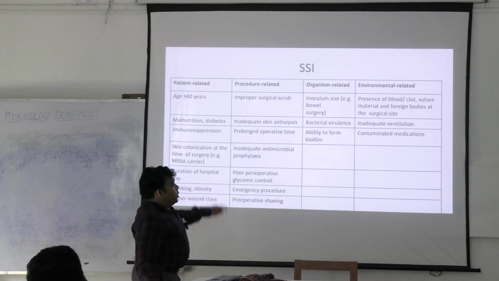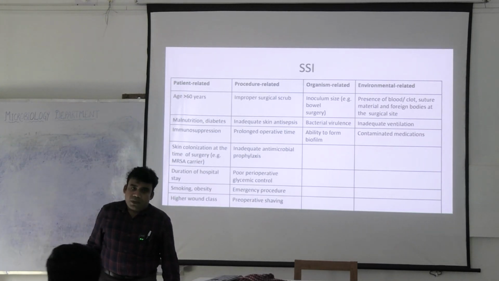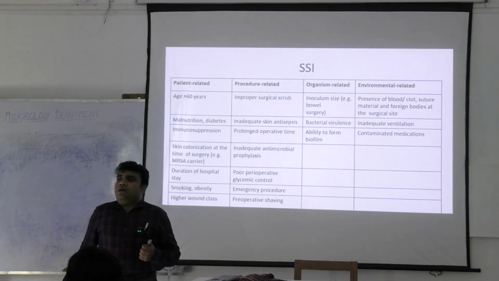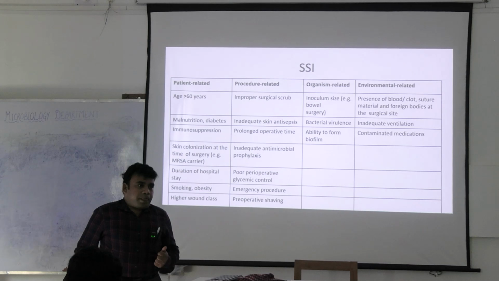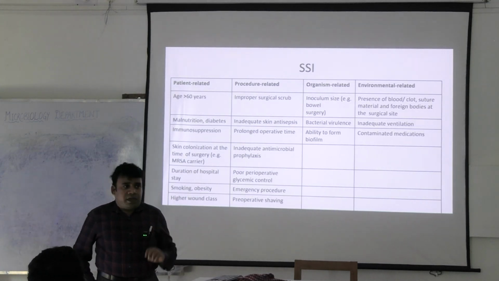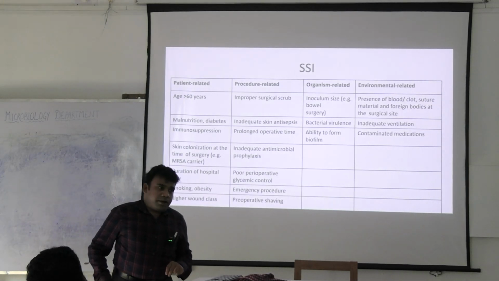Next, a very important part is poor perioperative glycemic control. Now, diabetes is a risk factor, that is certain, but even in people who are non-diabetic, it is seen that if the glycemic index remains higher during the surgery, the probability of infection spreading becomes even higher.